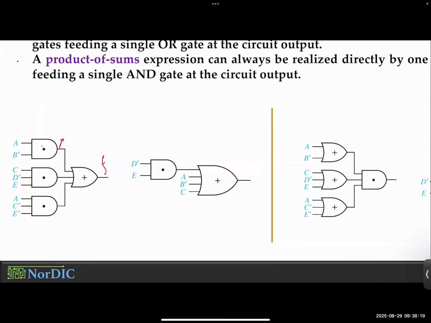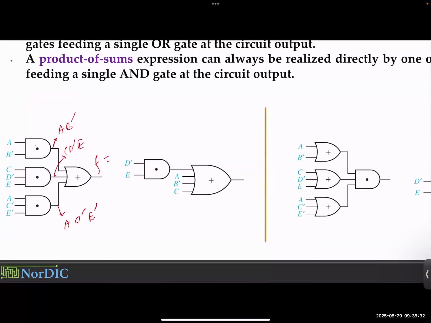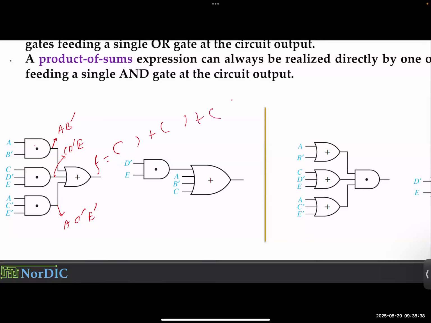This is an AND gate. So you have AB prime. Here you have C D prime E. Here you have A C prime E prime. And then what do you have eventually in the function? Add all of them, right? So basically, this is going to give you something plus something plus something. So it's a sum of product.